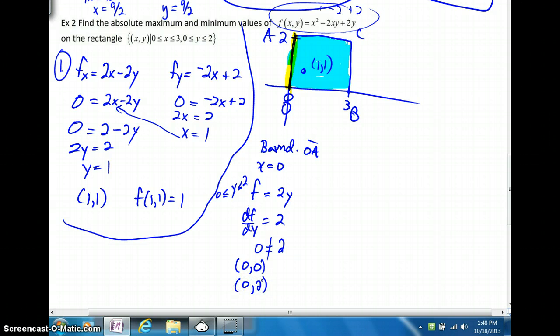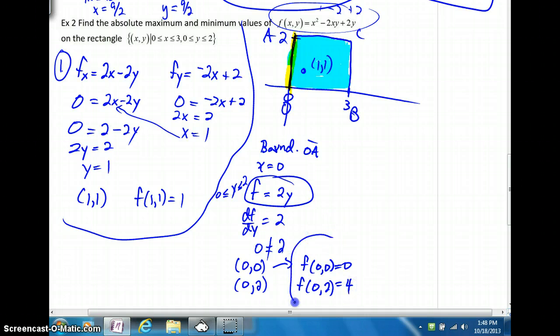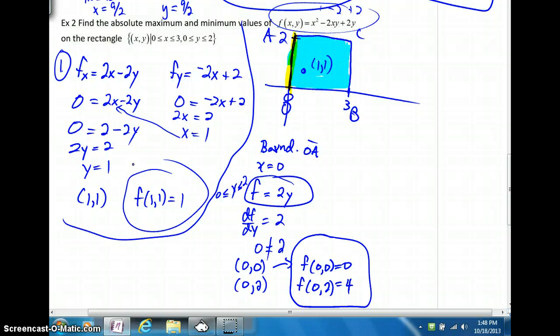Now we could, if we were very clever, just substitute that into our f equals 2y, because we already simplified x equals 0 in there. We'd see that f of 0, 0 is 0. We'd see very quickly that f of 0, 2 is going to be a 4. So look at this. We have some potential values of 0 and 4 here. Perhaps those will be absolute mins and maxes. It remains to be seen. What else can we look at?